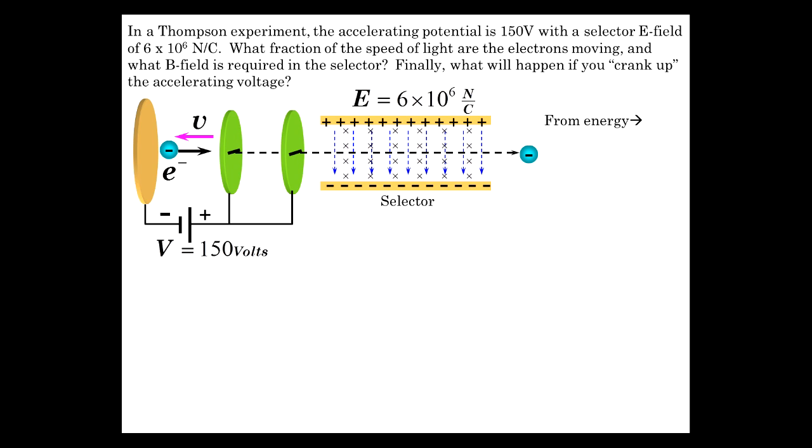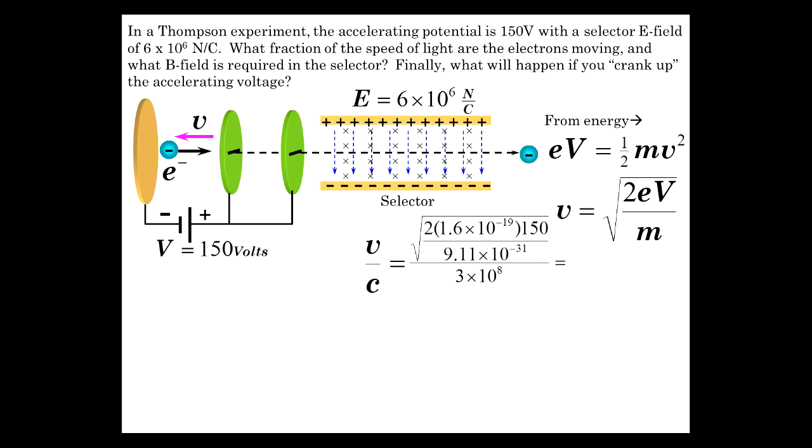So we're going to select the electrons. From energy, the work done on the electrons, e times V, will give us the kinetic energy. So the velocity is the square root of 2eV over m. V over c, comparing it with the velocity of light, plug in the numbers for V that we just talked about, the proper units, and c. So that's 0.024 c, or 2.4% the speed of light.